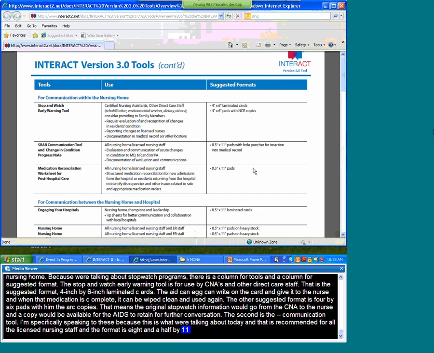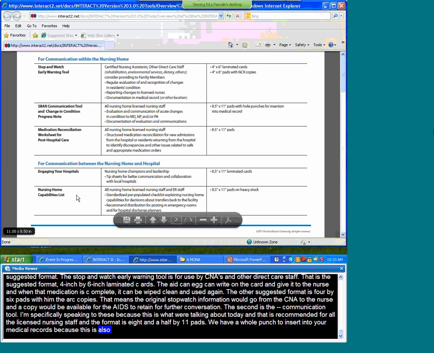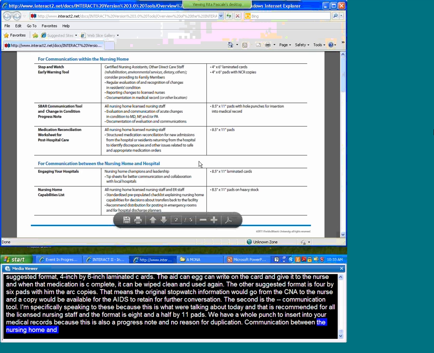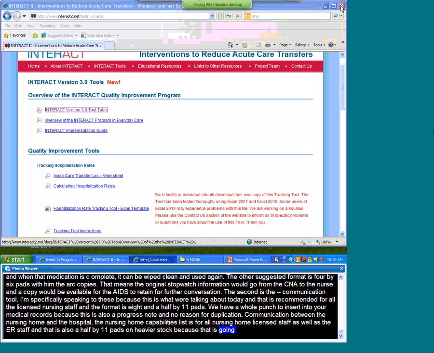And then here we're also going to speak about the nursing home capabilities list, which is under communication between the nursing home and the hospital. This nursing home capabilities list is for all nursing home licensed staff as well as the ER staff. That's also 8.5 by 11 pads on a little heavier stock because that's going to be doing a little bit more traveling as you include it in various places. So I just wanted to make that clear to you, the different recommendations on how to order it.